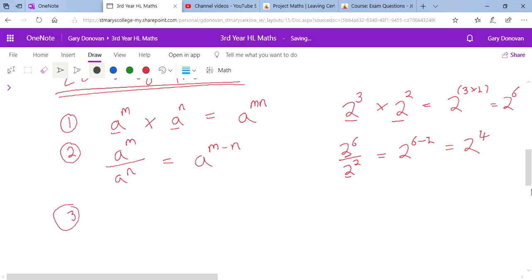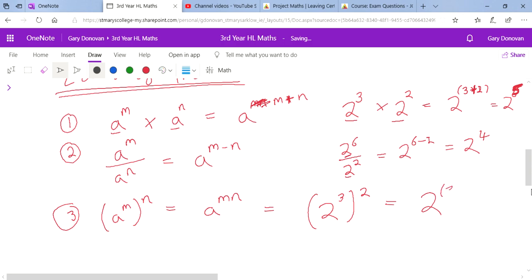Number 3, any number to the power of m, in brackets all to the power of n, is equal to a to the power of m times n. Oh sugar, I'm after getting the first one wrong. That should be m plus n. Oh sorry girls. So that's going to be 3 plus 2, which would be 5. Oh apologies, go back there. Some of you probably noticed that while I was doing it, that was a mistake. So that's m plus n. This one is m multiplied by n. So this would be, say, 2 to the power of 3 all squared gives us 2 to the power of 3 multiplied by 2, which is 2 to the power of 6. So apologies for that, make sure you go back and correct that.